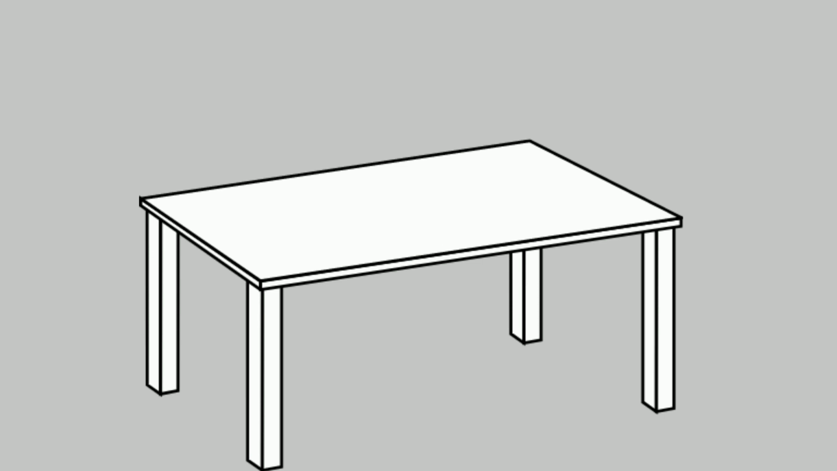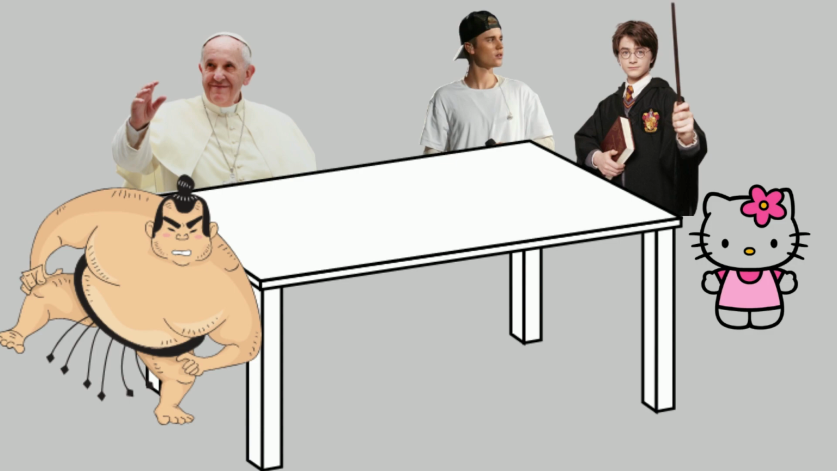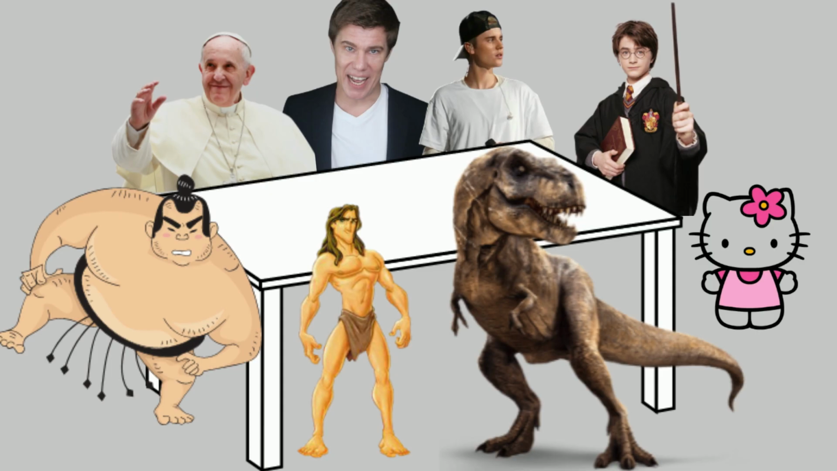Dinner party. On your whiteboard, write the names of any celebrities or well-known characters. These could include the Pope, Justin Bieber, a sumo wrestler, Hello Kitty, Harry Potter, Tarzan, a dinosaur, you, or whoever the hot topic is that week. You could also ask your students to call out different celebrities they would like to use. Once you've written down all these names, tell the students that these celebrities and characters are going to have a dinner party, and it's up to them to decide who will sit where.